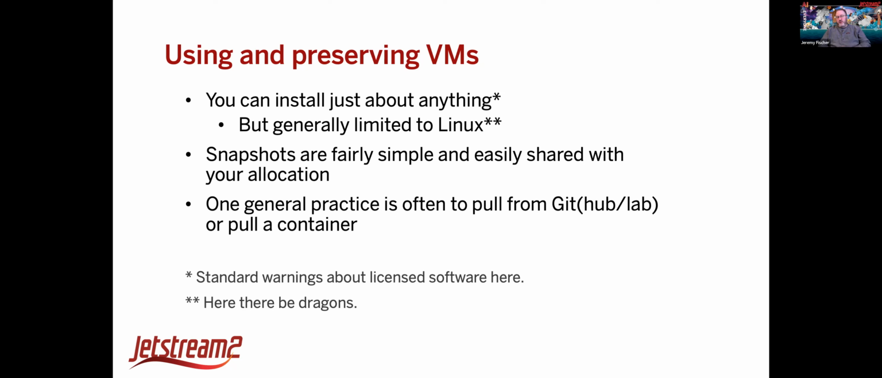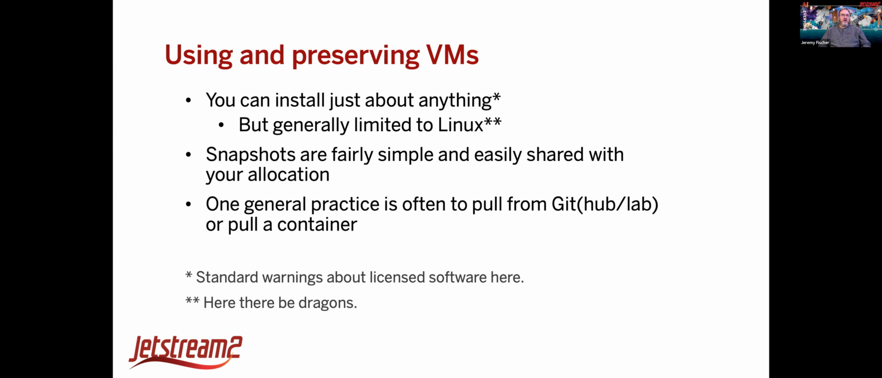Sharing things is a little different on Jetstream 2. On Jetstream 1 with Atmosphere, you had an imaging process. It was simple for the users. It was complicated under the hood. Jetstream 2 is going with snapshotting, which is an OpenStack feature where basically you literally take a snapshot of the virtual machine at that moment in time, and then you can share it with your allocation or with other allocations. So again, it's fairly easy to share a snapshot. We don't allow them to go public by default. So there's a little bit of added protection in there.